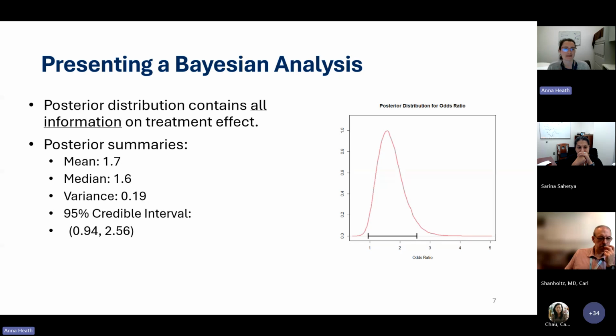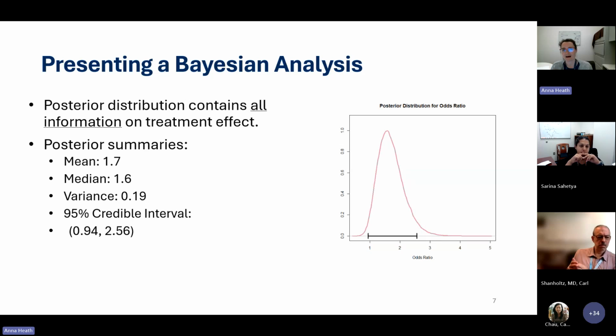And what we say in a Bayesian analysis is that the posterior distribution, this summary of the data and the prior, contains all the information that we might have about the treatment effect. So in a clinical trial, we calculate the posterior of the treatment effect, and that contains everything that we need to know about the treatment effect.